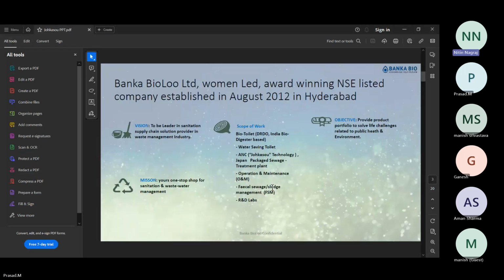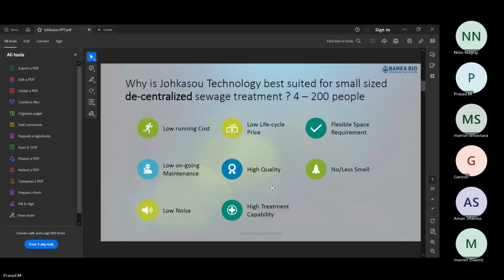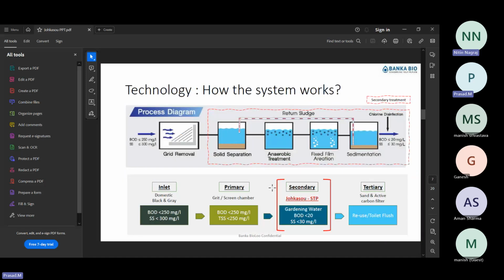These are some slides related to our company. Like I already told, this company was established in 2012, and we are into biotoilets and biodigesters. We also provide fecal sewage treatment. Now I will explain why Johkasou, one by one. First, this is the process flow diagram. First try to understand this.